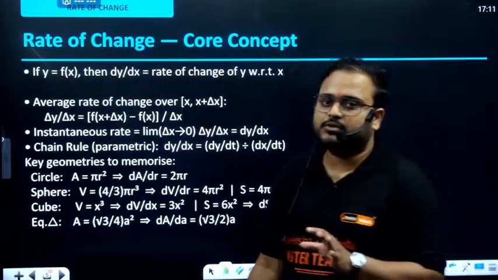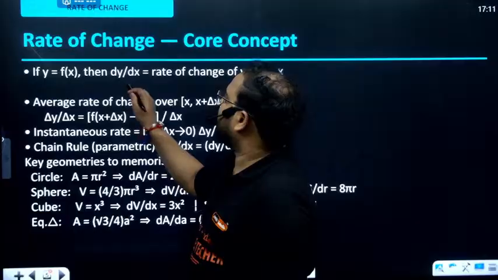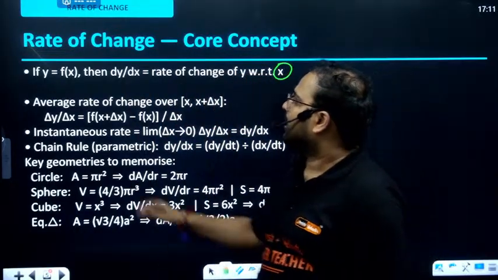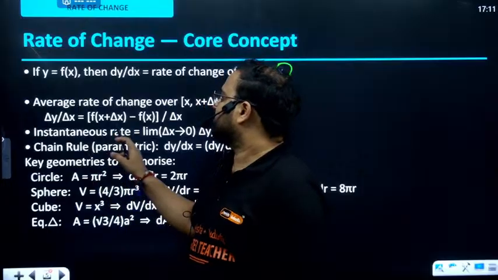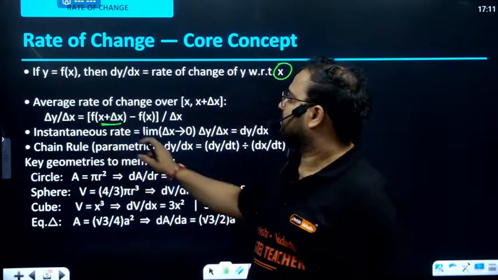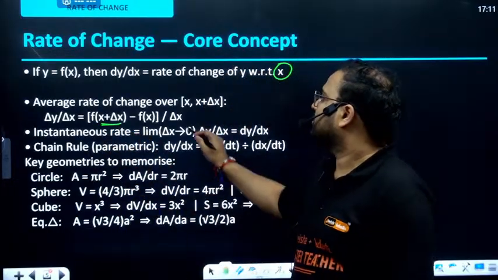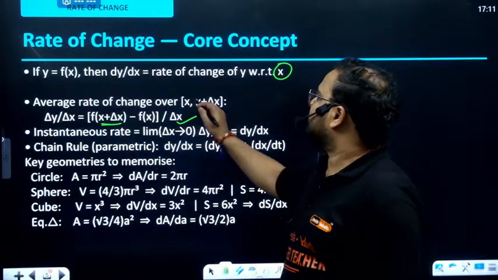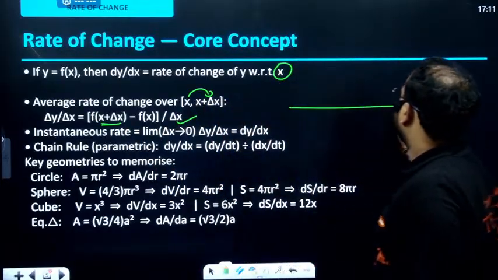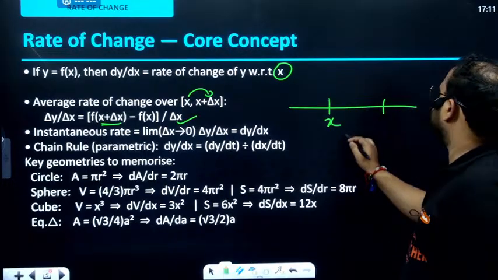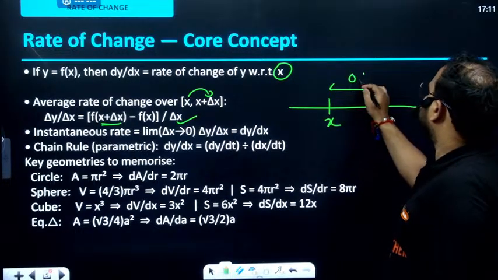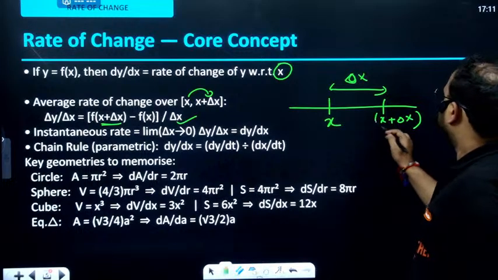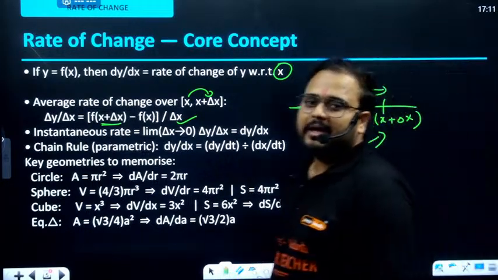Same thing is written over here also. If you look at this, y equal to f of x, then dy by dx is the rate of change of y with respect to x. And if you talk about delta y by delta x, it becomes basically change in y upon change in x, that is f of x plus delta x minus f of x upon change in x. Because the x value has gone from x, if I take this as delta x, to x plus delta x.